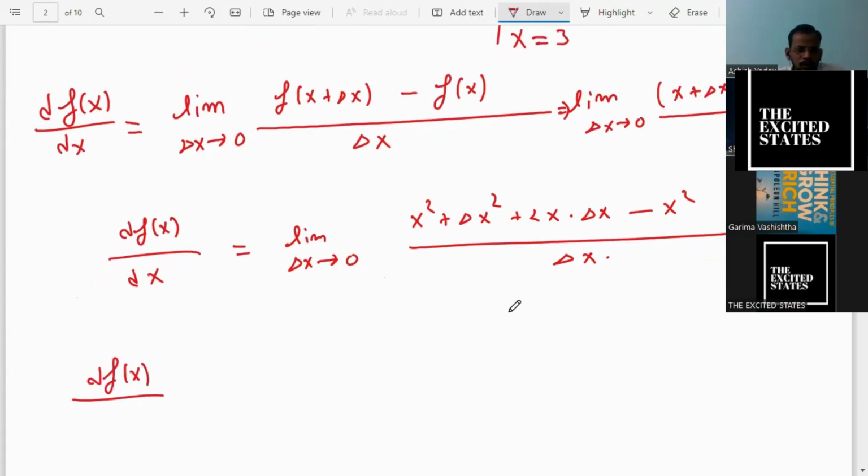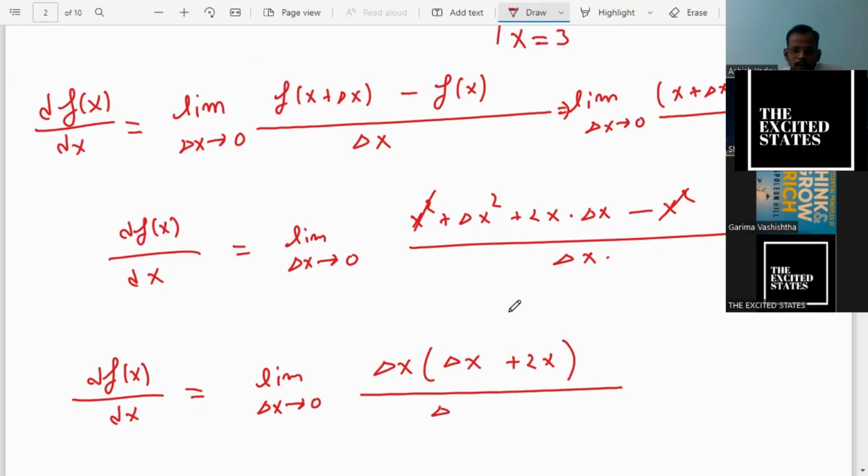So the differential of f(x) with respect to x will be the limit as delta x approaches 0. So x square and x square will be cancelled. We will be left with delta x square plus 2 times x into delta x. So we will take delta x as common, and we will be left with delta x plus 2x over delta x. Delta x will be cancelled here also. So we will be left with the limit as delta x approaches 0 of delta x plus 2x.